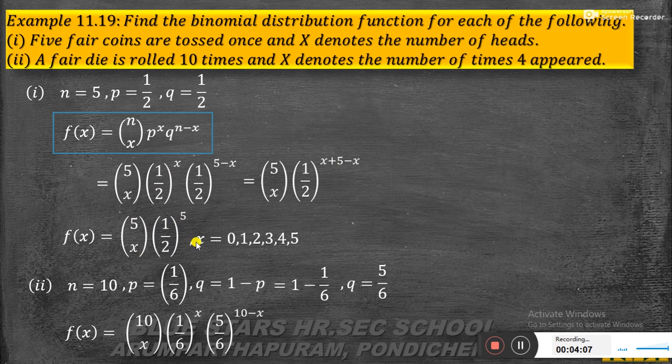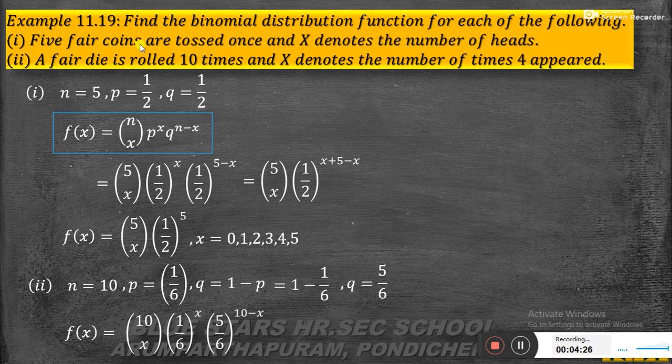Now the x value: 5 coins tossed means I take the values 0, 1, 2, 3, 4, 5. So this is the binomial distribution for our given subdivision 1, 5 coins.